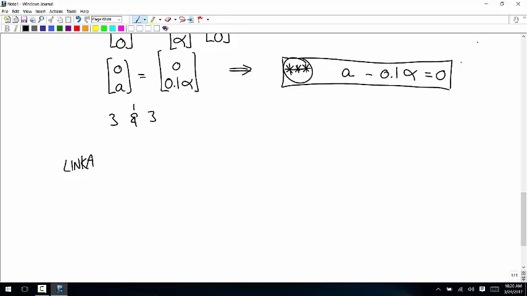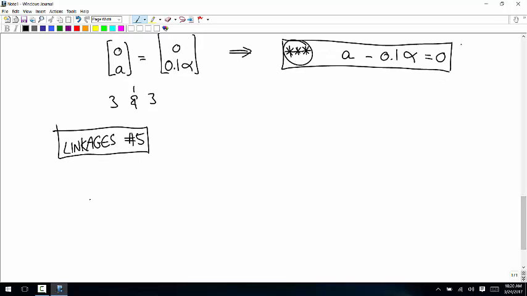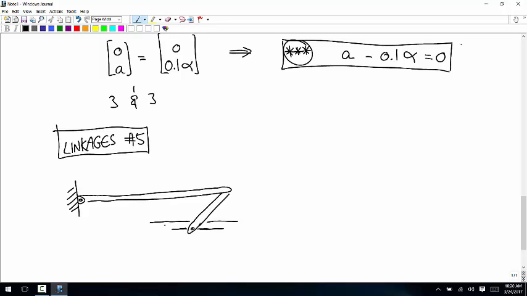Okay, linkages. Number 5. You have a pin joint on the wall on the left, and this is supposed to be horizontal. And then another one connected there has a pin and slot joint with the ground. The horizontal member is 2 meters long, 100 kilograms. Wow, that's big.